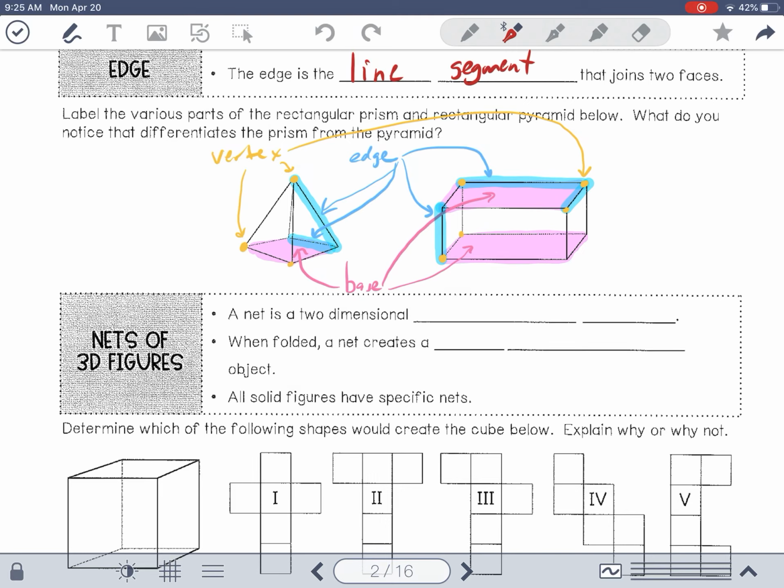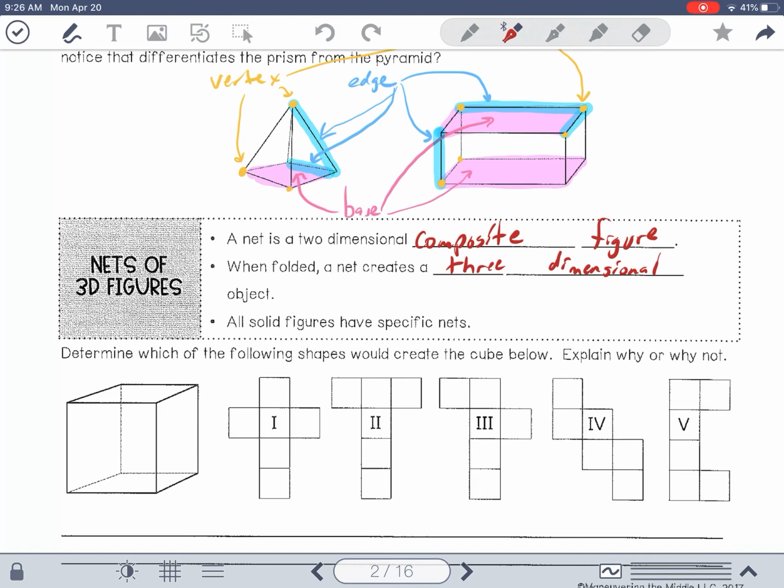Now we're going to take a look at the nets. A net is a two-dimensional composite figure, and when you fold it up, that net creates a three-dimensional object. All solid figures have specific nets, and we've seen before how you can fold these nets up and create this cube, all except this last one. This last one does not.